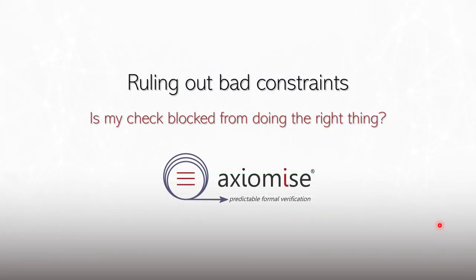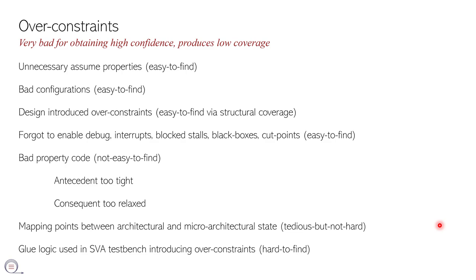We do rule out over-constraints. We have a number of different techniques. So for example, lifting unnecessary assume properties, finding bad configurations, detecting over-constraints, finding bad constraints in the properties in our SVA, establishing that the mapping points are correct. If you have a different mapping point to what a designer thinks we should, we prove that they're equivalent. So we do all of this.